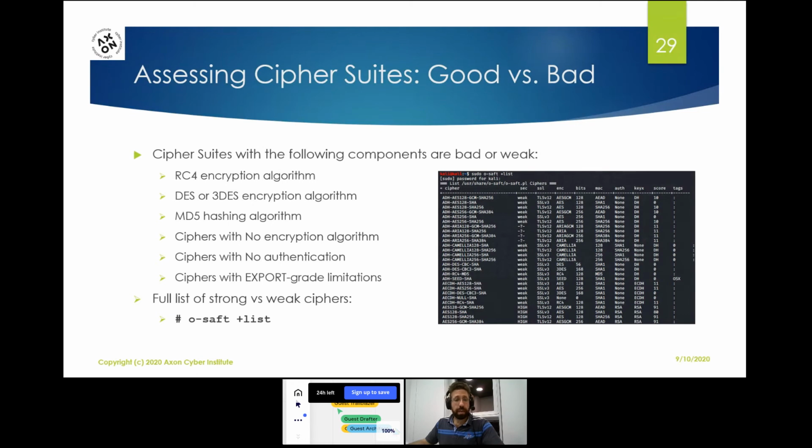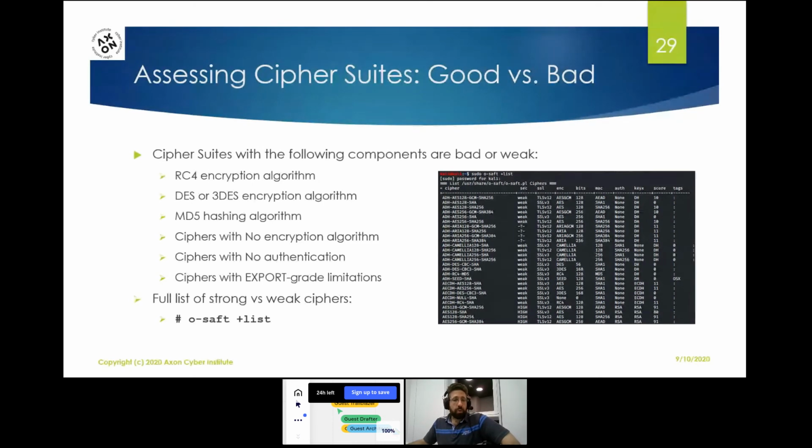If you encounter DES or triple DES encryption algorithm in any cipher, it's also a red flag. Do not use it. If you see the MD5 hashing algorithm, again, MD5 is totally insecure. It shouldn't be used, it should be disabled at all costs. No MD5. Always use SHA-1 or SHA-2.